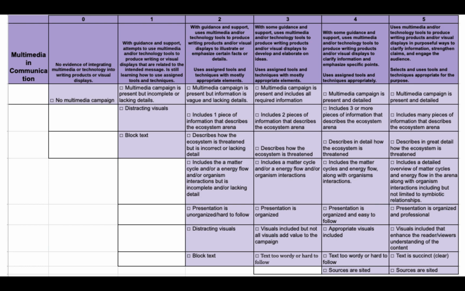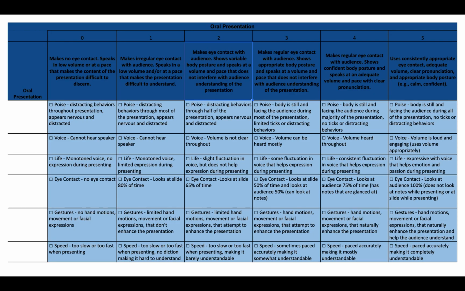You might have more words on your note card that you want to say, but please make sure that you are not just looking at your note card when you read. Which brings us to the oral presentation part of this final product. Notice I'm looking at a level 4 again, right? All of the things that I am looking for: poise, voice, life, eye contact, gestures, and speed. This is exactly what you're working on with Mr. Holscher. And just because you practiced it in that class doesn't mean it's not applicable to science class, okay?